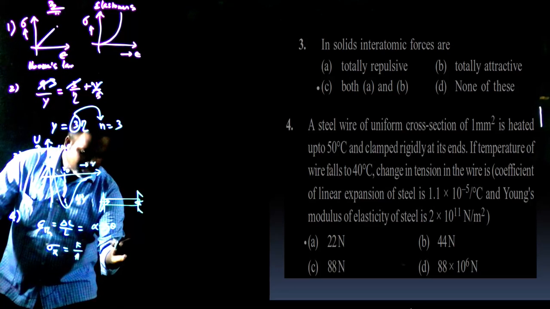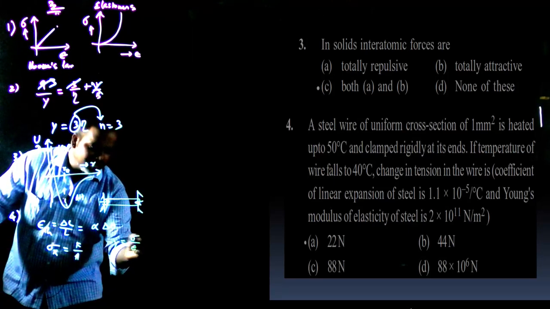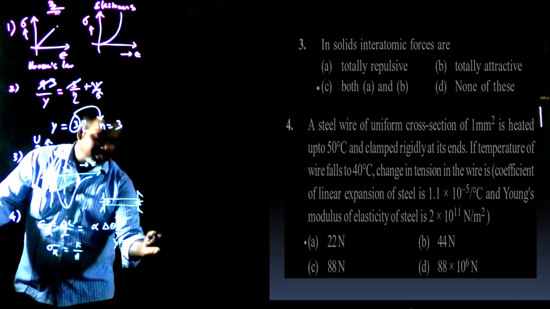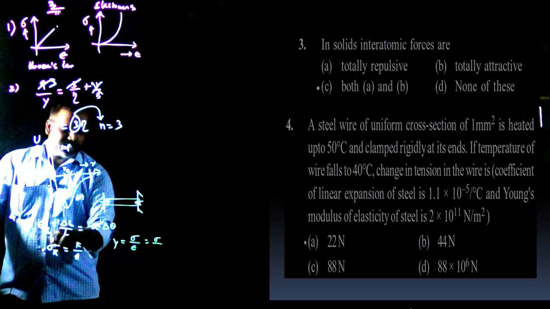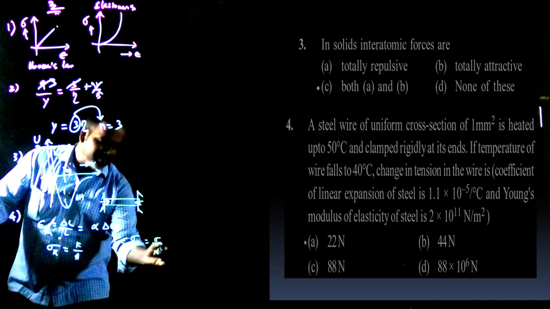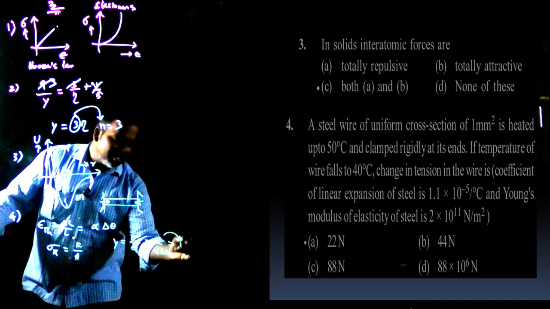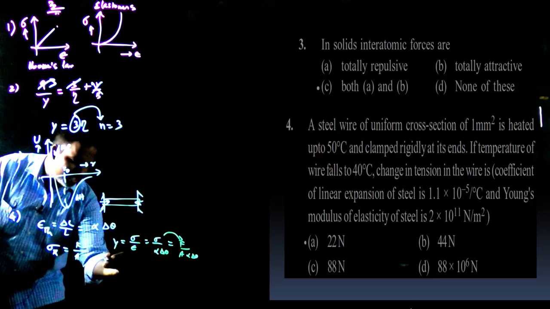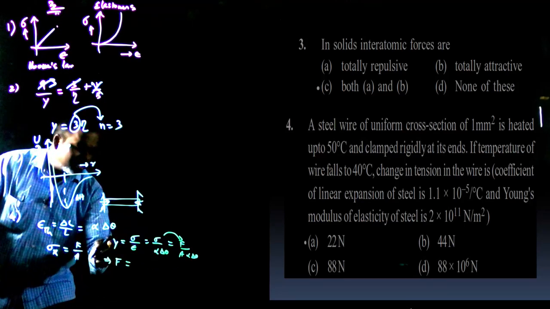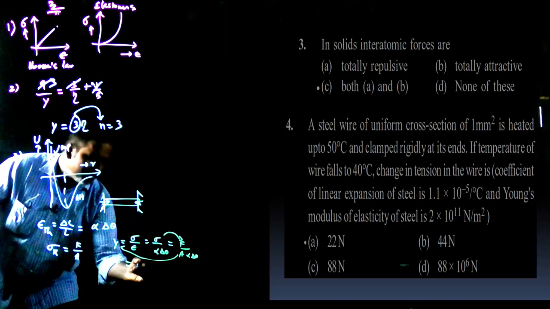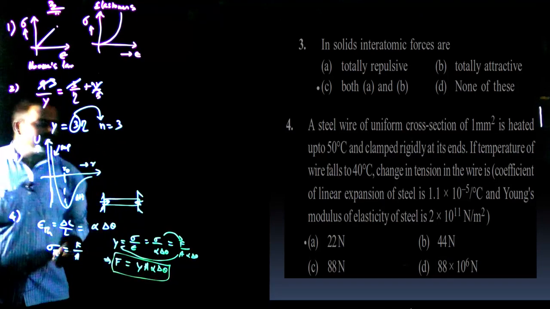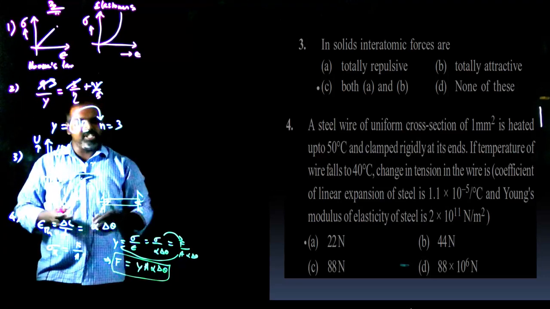And also we know that Y is equal to sigma by epsilon. So this Y is nothing but Young's modulus, that is sigma by epsilon. That is equal to sigma divided by, instead of this epsilon, that is the strain, I can use alpha delta theta, and sigma is nothing but force by area, so therefore A alpha delta theta. So from this I can say that the force F is equal to, yes, this is Y, and you just do the cross multiplication here, so therefore F is equal to YA alpha delta theta. So this is the expression for the thermal force or the tension in the rod.